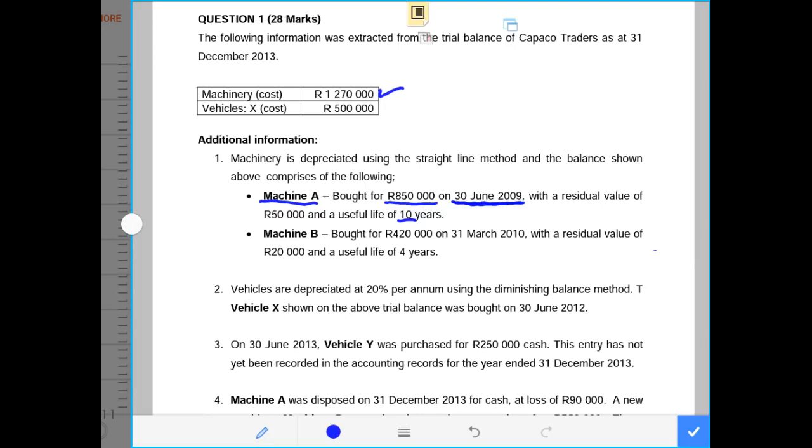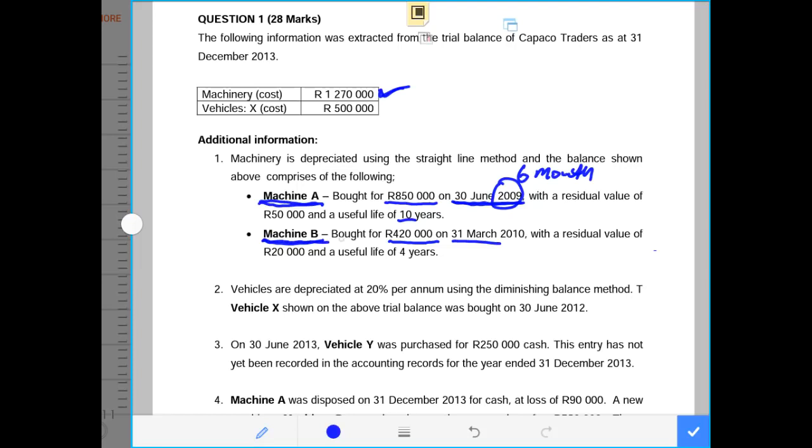Then they say another machine which is included in that 1,270,000 is machine B, which was bought at a cost of 420,000 at the end of March in the year 2010, with a residual value of 20,000 and a useful life of 4 years. Now, I want to take into account the number of months, as I did make mention to you that this first machine, machine A, was bought at the end of June, meaning the depreciation for the year 2009 will be only for 6 months, that needs to be taken into account.